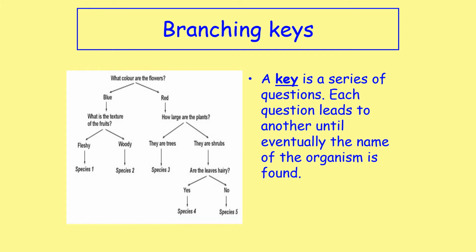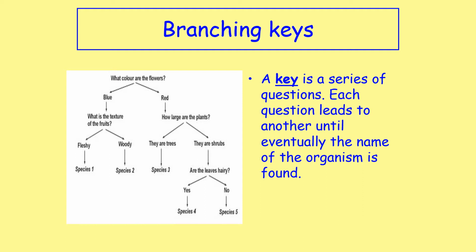So what we have here is a branching key. You can see that we've got a series of questions, and after each question you've got two options which are on branches from that question, and basically you've just got to follow it from the top to the bottom. So if I put my quadrat down in my ecosystem and I had some flowers in front of me, I could then use this key to identify what those flowers were.